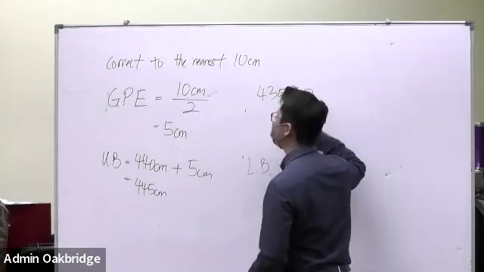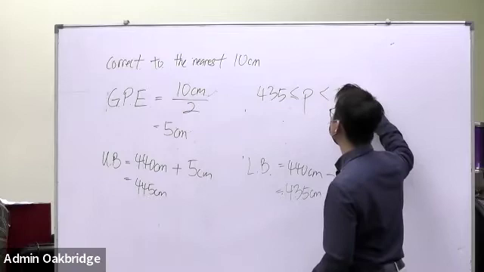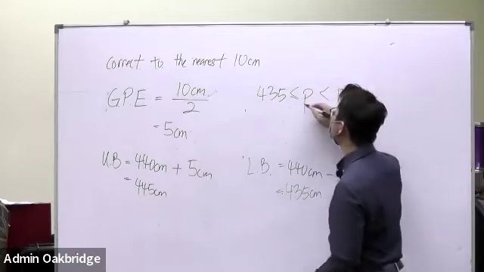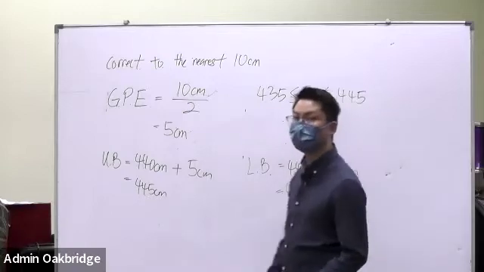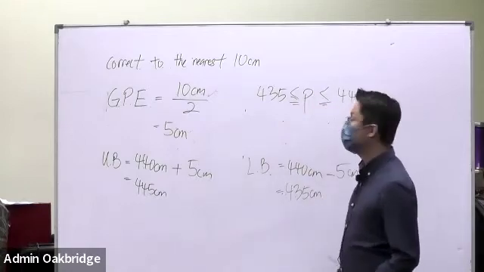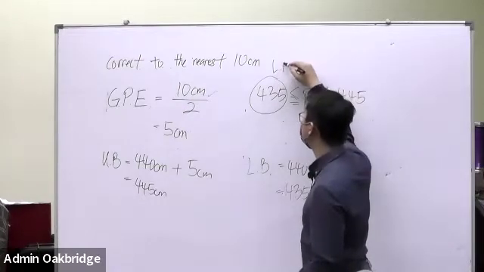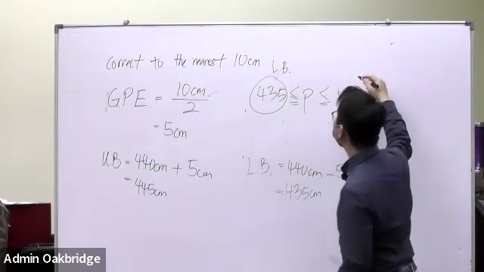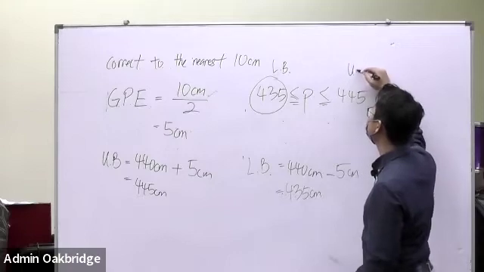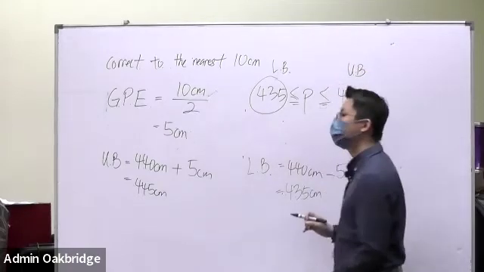Look at the symbol of inequality carefully. We have 2 different types of symbol here. You see the left one has an equal sign, the right one doesn't. So the left one is actually the lower bound, and the right one is the upper bound. We can have the equal sign for the lower bound, but not for the upper bound.